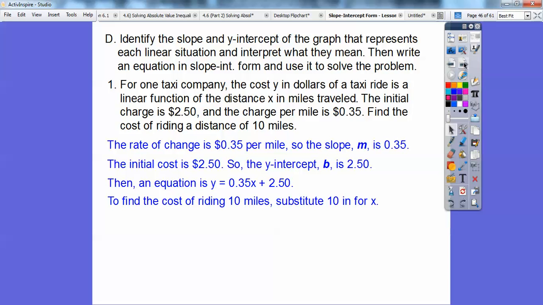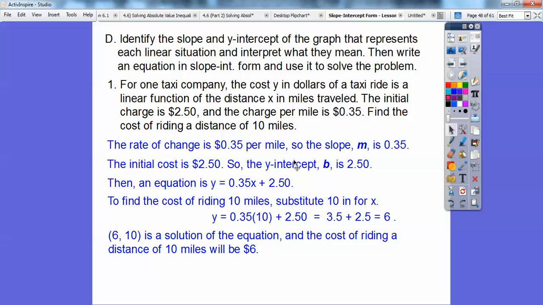So now to find the cost of riding 10 miles, we just plug in 10 for x right there. When you multiply it by 10, it just moves that decimal over one place to the right. So that's going to give us 3.5, and then 2.50 is just 2.5, so 3.5 plus 2.5 is 6. All right, now what's that mean? Well, it means that (10, 6) is the solution to the equation, and the cost of riding a distance of 10 miles is going to be $6. Okay, that's not too bad, huh?